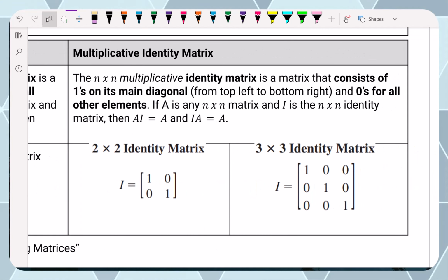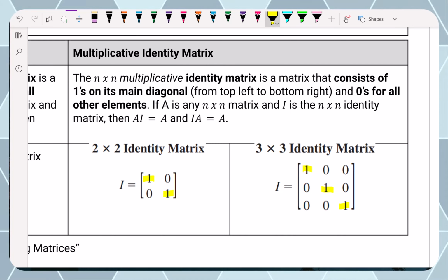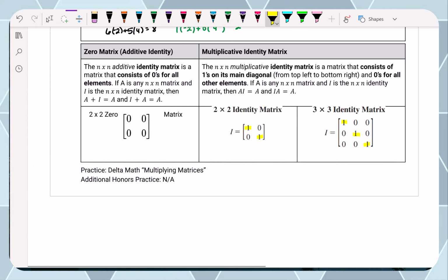Multiplicative, on the other hand, is not going to be all zeros, because y'all know if you multiply by 0, it's going to cancel everything out. But what will work, if you have a 2 by 2, you notice that your ones are diagonal. Same thing with a 3 by 3. So just in case it asks you about an additive or a multiplicative identity, the identity is going to have a 1 in each diagonal, depending on the size of the matrix. And that's pretty much it.